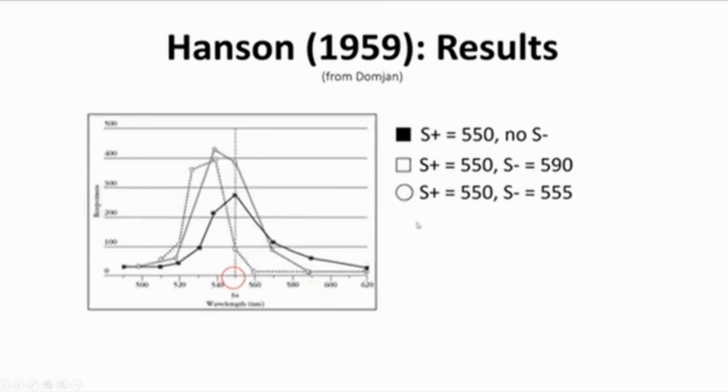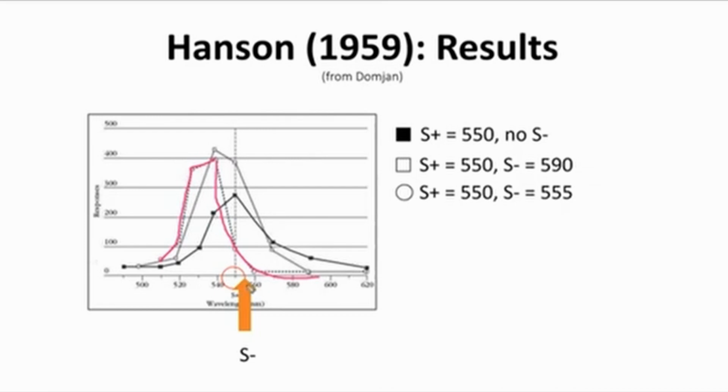And so what happens is if we introduce an S minus that's even closer to our S plus, we introduce an S minus at 555, where our S plus is 550. So right next to it here, we can look at our new curve, which is the one with the open circles here. I'm just going to trace over it so it's a little bit clearer because this graph turns messy. We see an even bigger shift over to the side here.